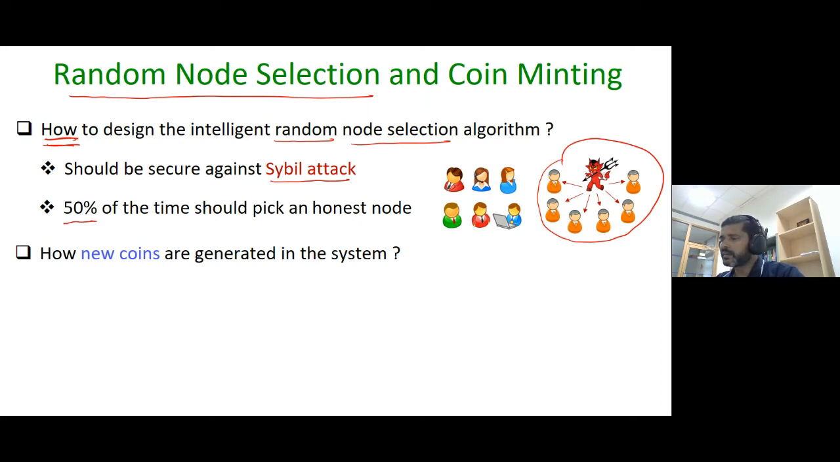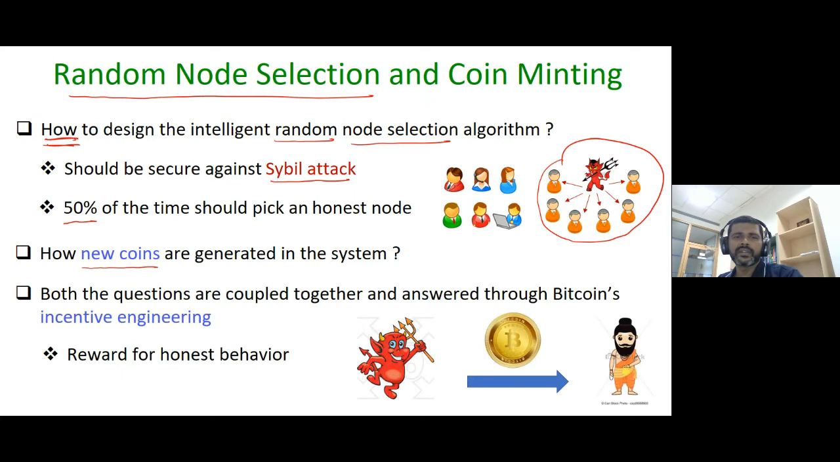So the way we design this node selection algorithm is actually linked to the question of how new coins are generated in the system, because we have not yet answered the question of how in the decentralized Scrooge system new coins are getting minted. So it turns out that we have 2 questions here: how new coins are generated in the system, and how the node for proposing the next block in the blockchain is decided. It turns out that we can couple both these questions in a very clever and intelligent way.